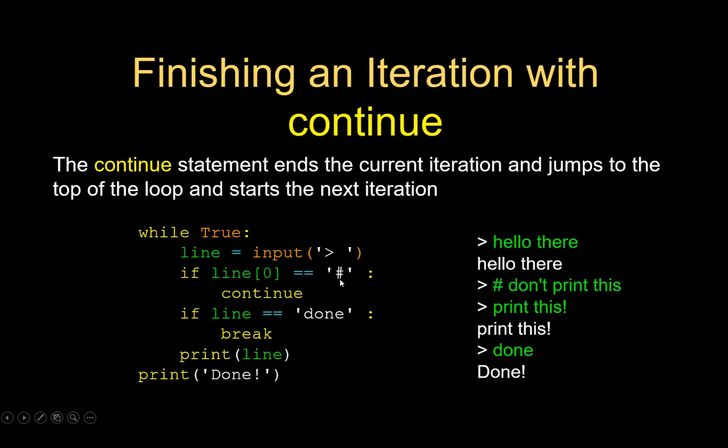So in this case, this part is like before. If we get to done, we will break out of the loop. If the input is equal to #, we just skip this part.